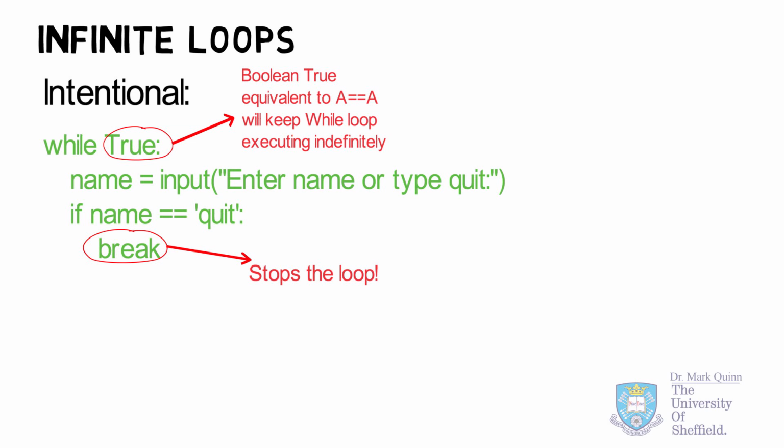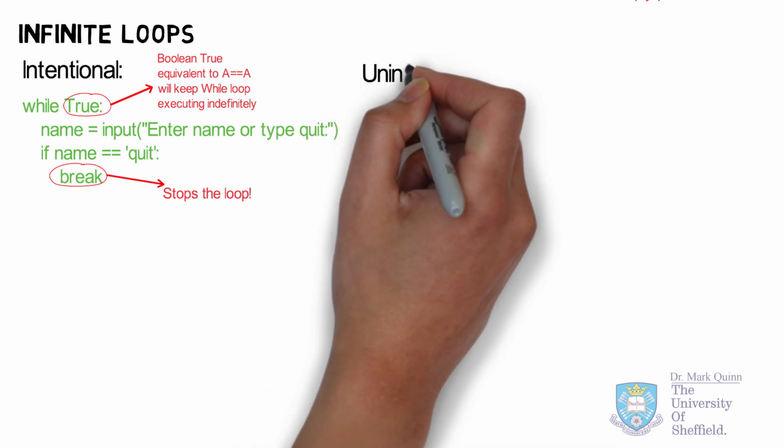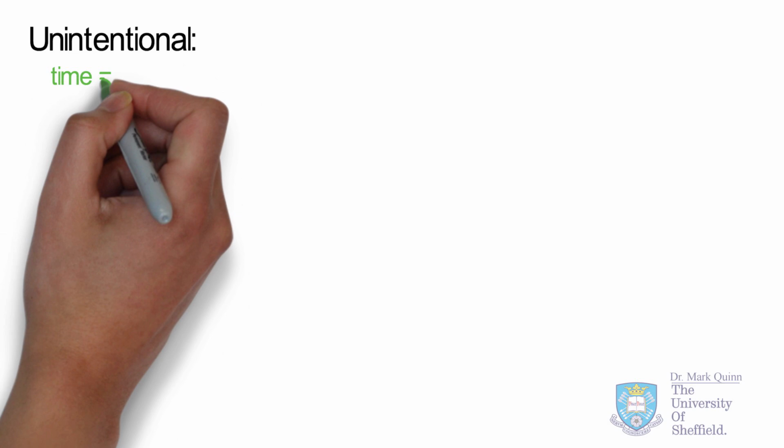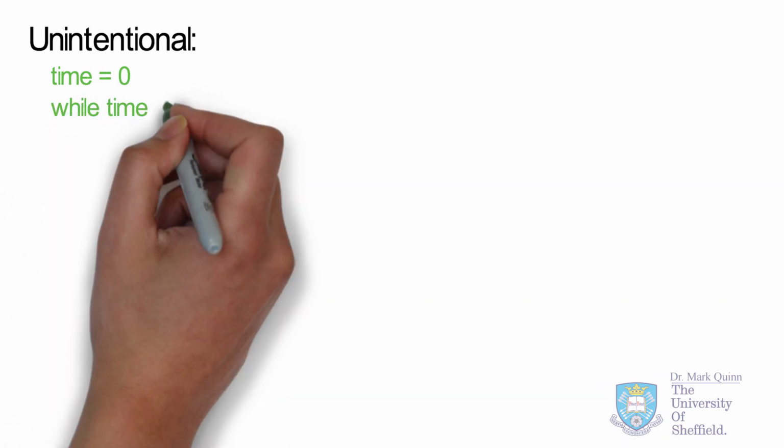Now, in this example, we're asking for the user prompt of a name or to type a keyword quit. Now, if quit is typed, the break function is used and the loop stops. So this is a simple intentional example of an infinite loop. The unintentional example is shown here.